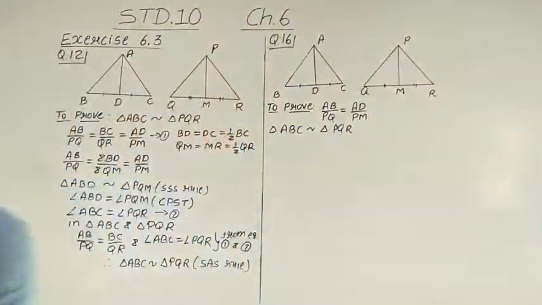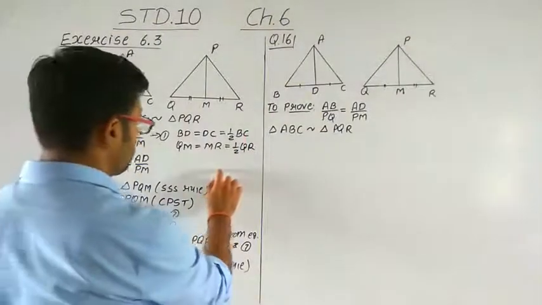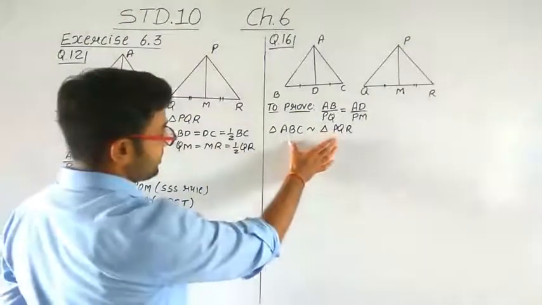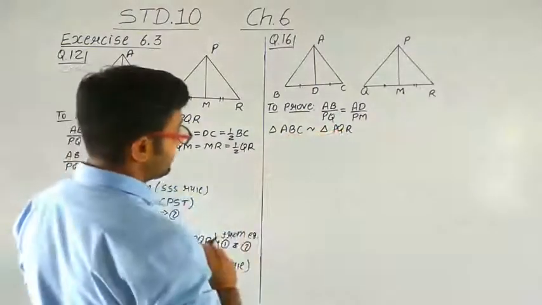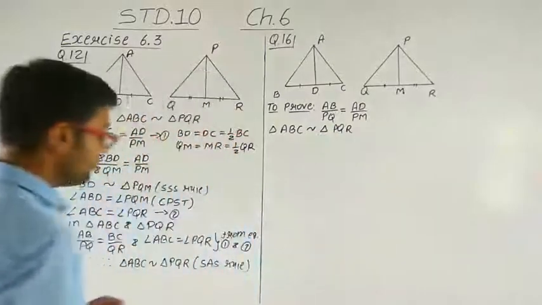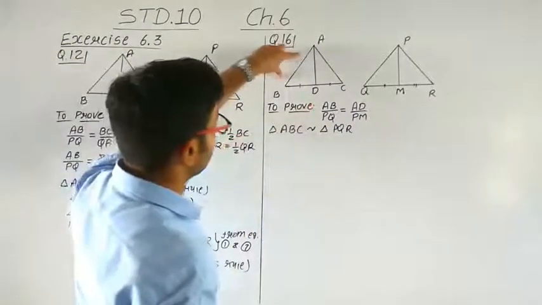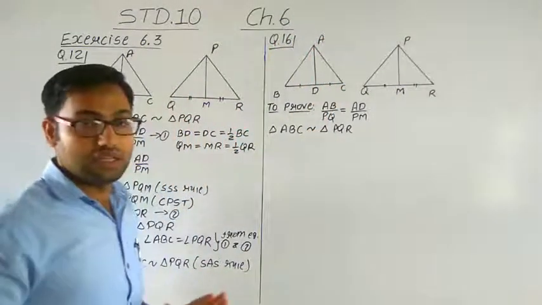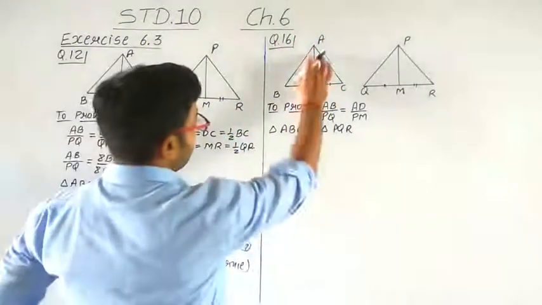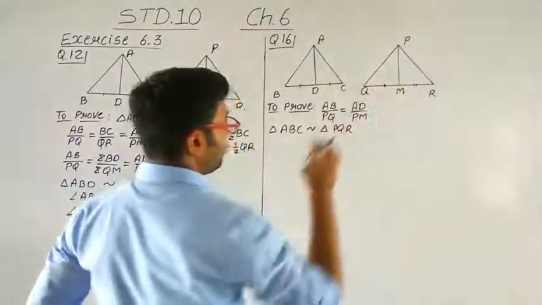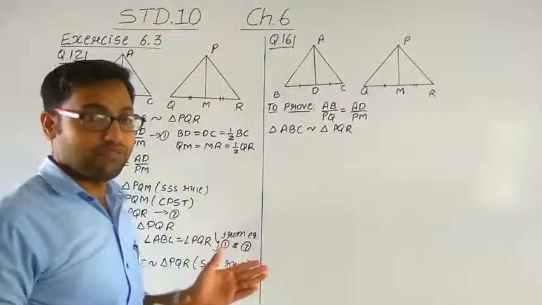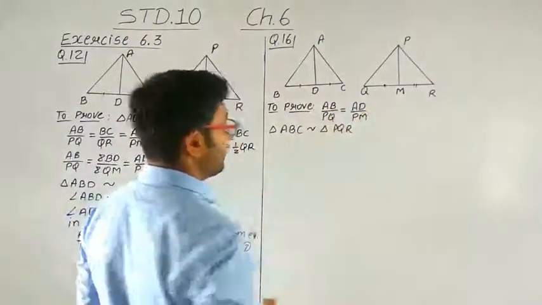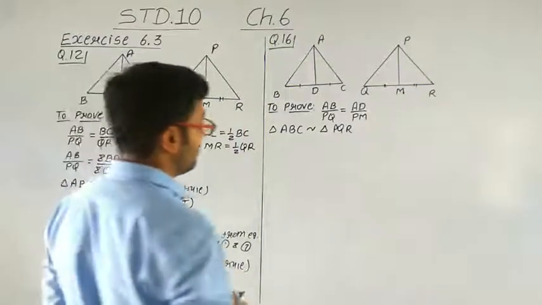See, in the previous question we had to prove that two triangles are similar. In this question we are already given that these two triangles are similar. So what we have to prove here is that AB upon PQ is equal to AD upon PM. The meaning is we have to prove that triangle ABD and triangle PQM are similar to each other. If we can prove that the two triangles are similar, we can prove that AB upon PQ is equal to AD upon PM. So how can we do this?